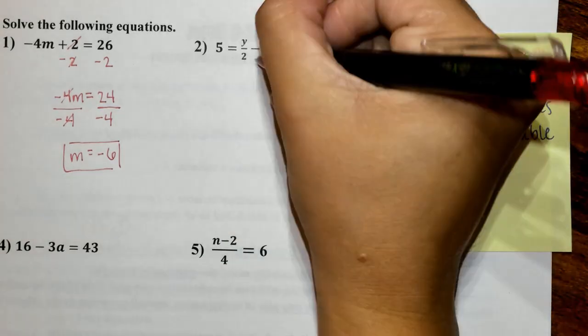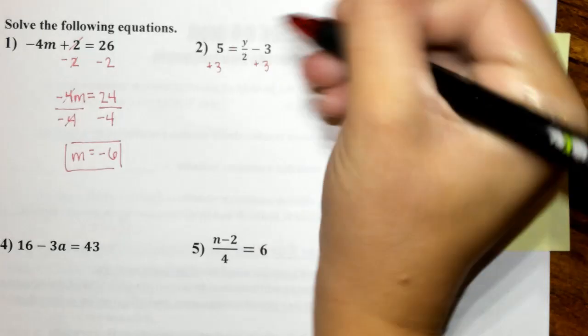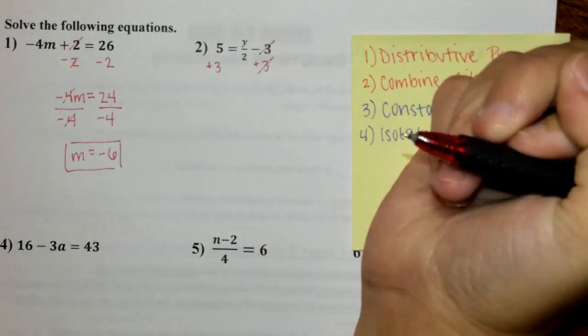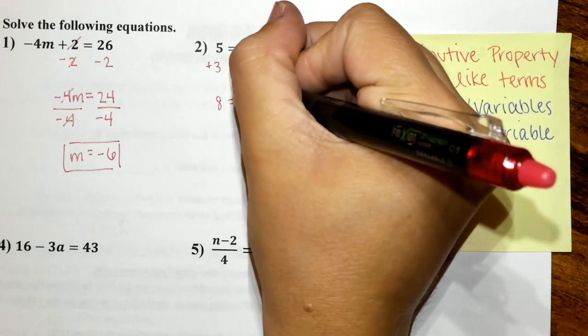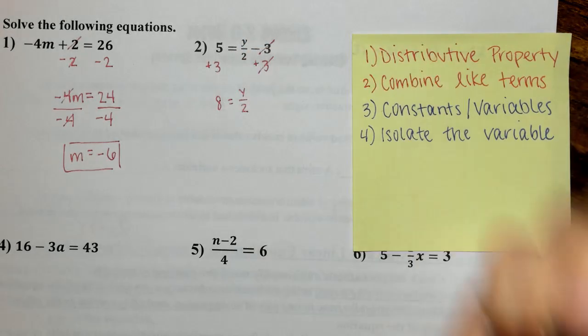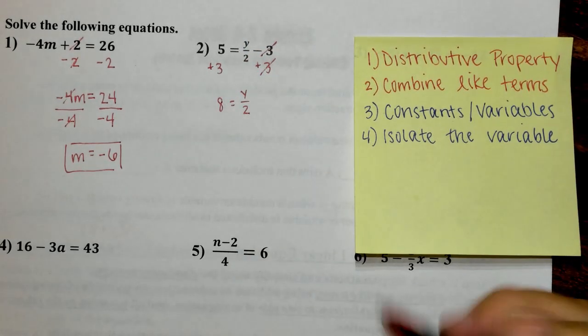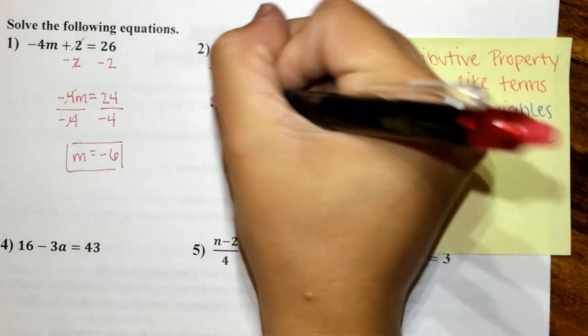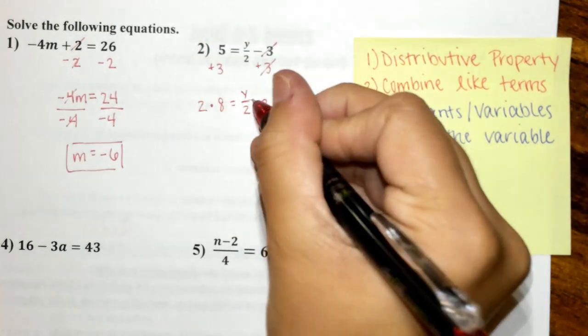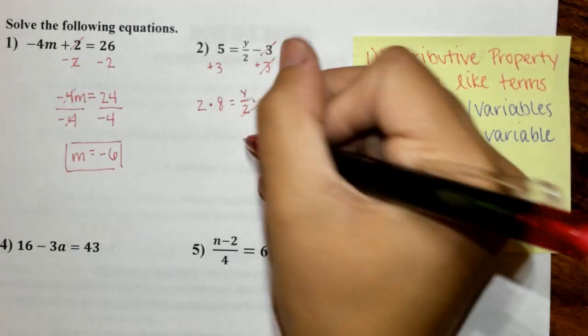So the opposite of minus 3 is plus 3. What I do to one side, I do to the other side. Minus 3 plus 3 is 0. 5 plus 3 is 8. Bring down my y divided by 2. And then the opposite of dividing by 2 is multiplying by 2. Okay, step 4, isolate the variable. So times 2 on both sides. Division by 2 and multiplication by 2 cancel.